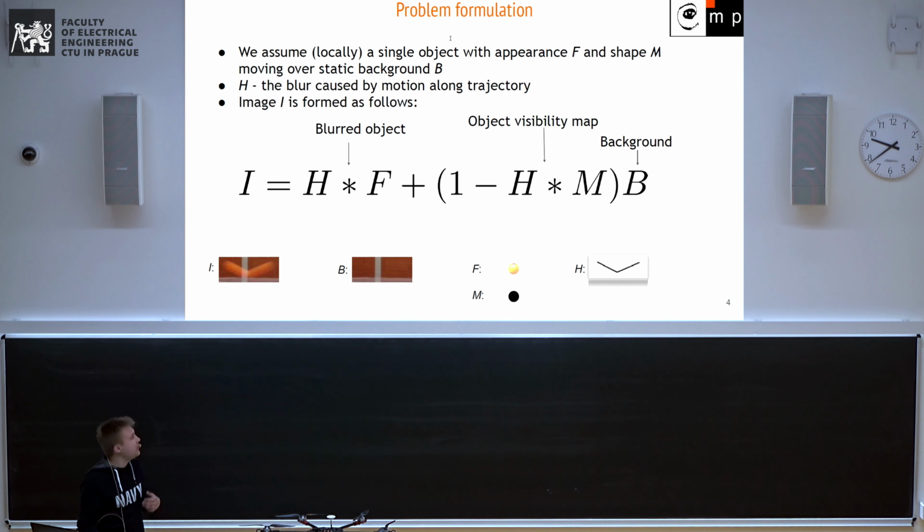So I'll formally introduce the problem. The image is formed if you have an object, for example, F and M, you can see it here, and some background B. It's basically a convolution of its trajectory with F plus some amount of background, because you see less of the background. So this is our model, and when we do deblurring, we basically want to reverse this mathematical formula.